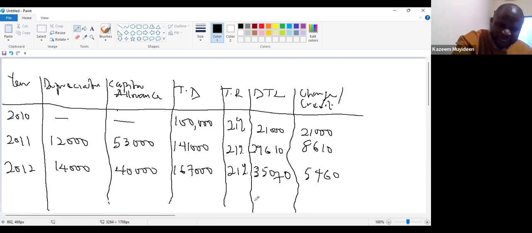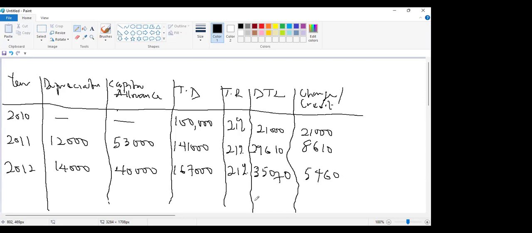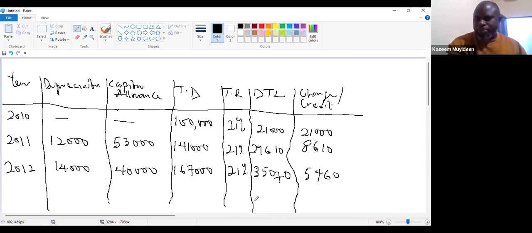I can say 26,000 plus the brought forward temporary difference of last year, which is 141,000. Then 141,000 plus 26,000 will give me 167,000 times 21%. It will give me 35,070. 35,070 minus the opening balance will give me the charge for the year.